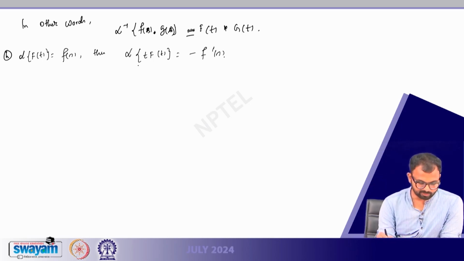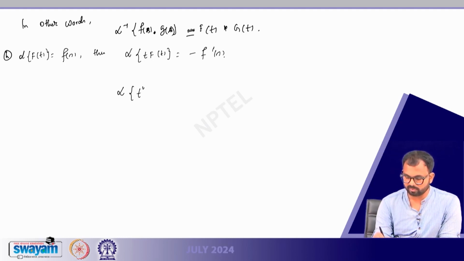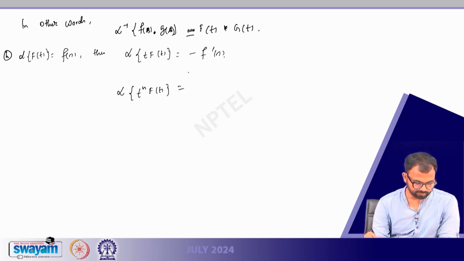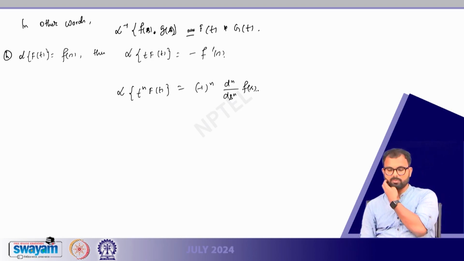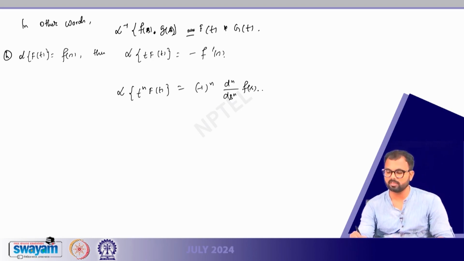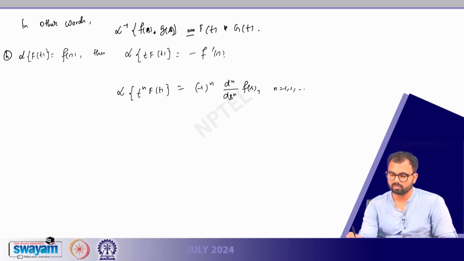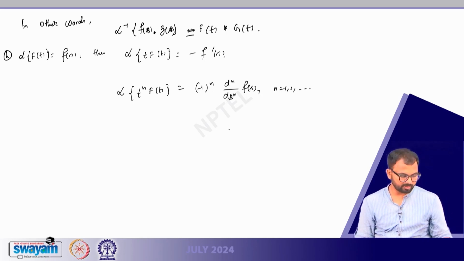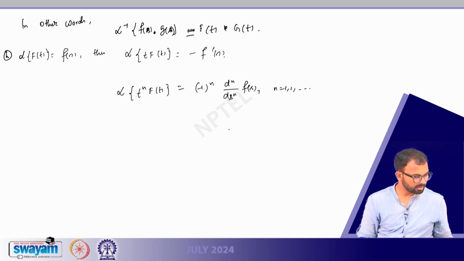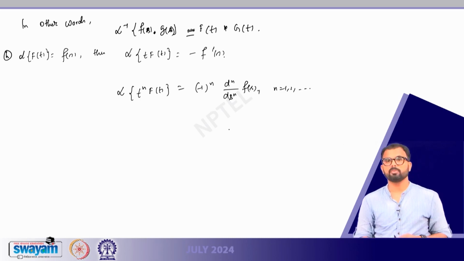Right, and this proof is also very straightforward, and from here there is a small generalization: the Laplace transform of t to the power n f(t) equals (minus 1) to the power n, d^n by ds^n of F(s), where n is running from 1, 2, 3, and so on. So, that is the Laplace transform for t to the power n f(t), and that is pretty much it.